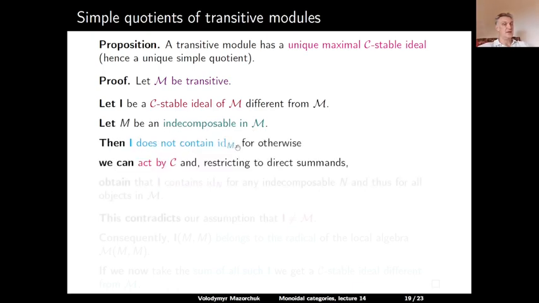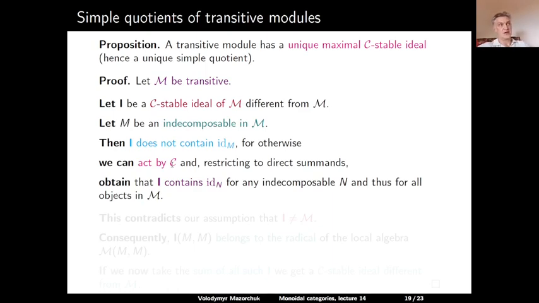Then I doesn't contain the identity on M, because if I contained the identity on M, we could act on M by C on the left, and then we can get all other indecomposables as direct summands because of the transitivity of M. Then, going to direct summands, we would get that I contains the identity on any indecomposable object in our category M. But then it contains the identity on any object, and so it coincides with M. And this contradicts our assumption that I is different from M.